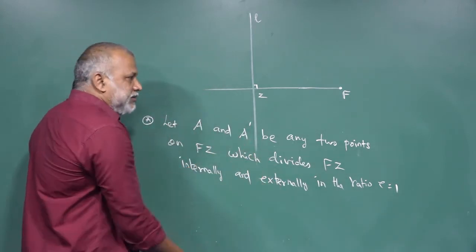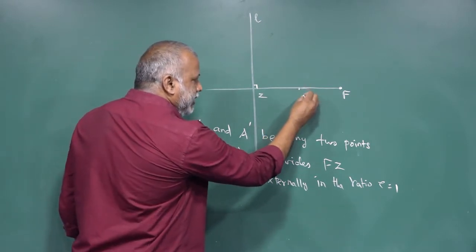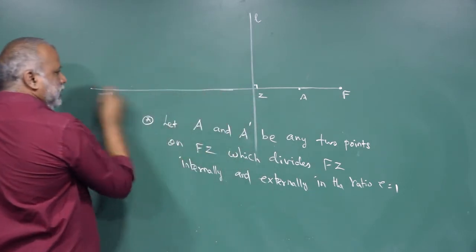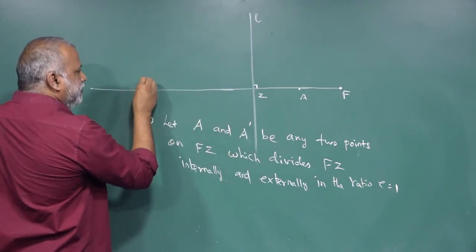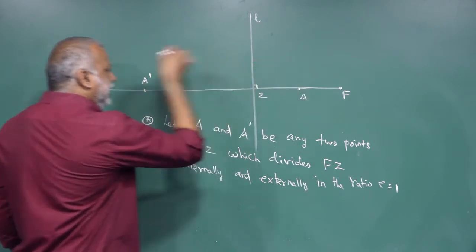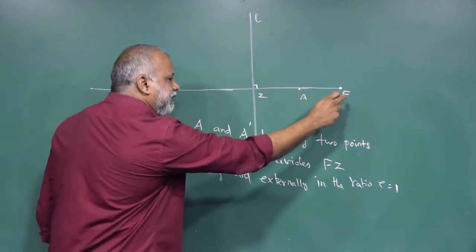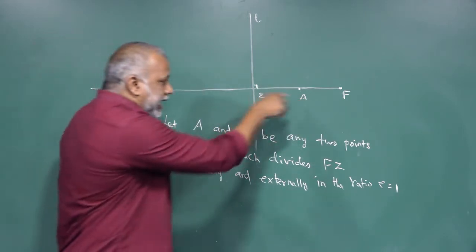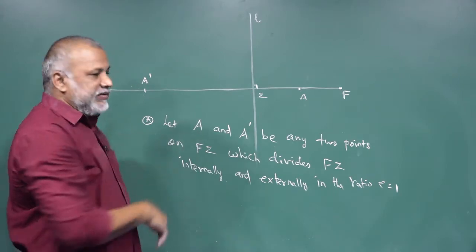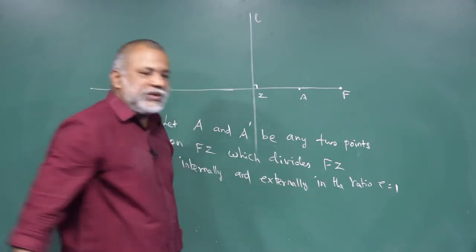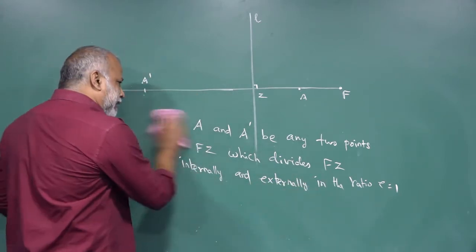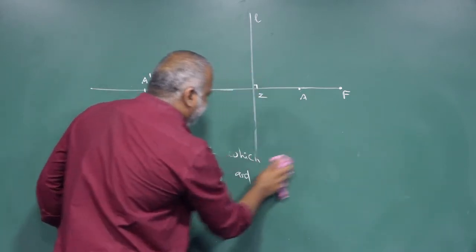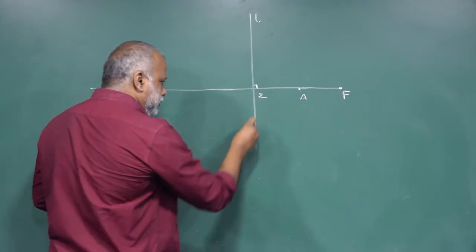See this explanation. Let A, here I can take A, which divides FZ internally. Now another point, take here A dash. A and A dash divide the line FZ, one internally, another externally. So A divides internally, A dash divides externally in the ratio E is to 1. The same explanation you can refer to in your standard equation of the ellipse also.